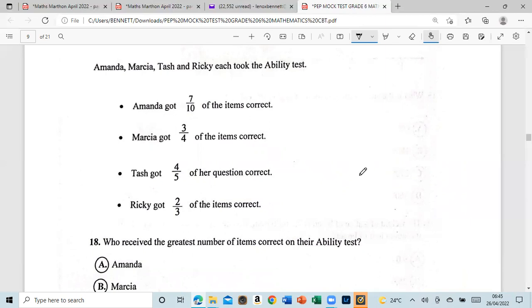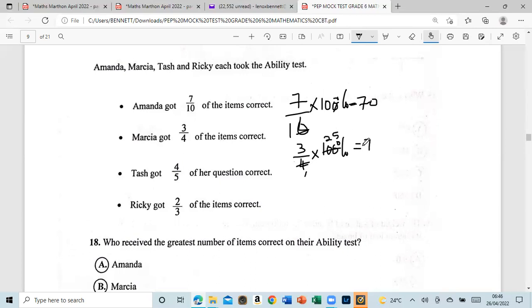But even though Amanda got 7 out of 10, it doesn't necessarily mean that she got a better score than Marcia, because Marcia only got 4 questions and she got 3 correct. So what we do, we convert it to percentage. So this is 70%. All right, 3/4 to a percentage: 4 goes into 100, 25, 3 times that is 75. So 3/4 will give us 75%.